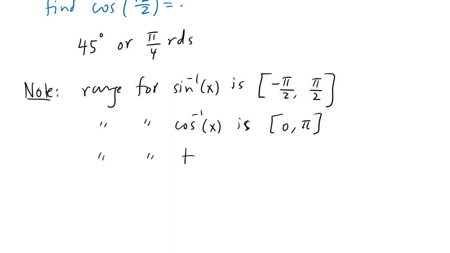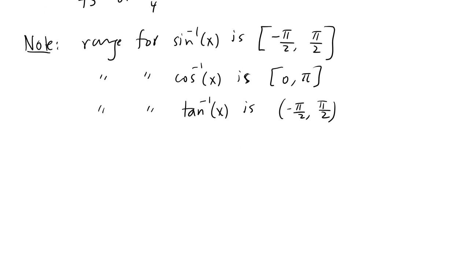Range for tan inverse of x is negative pi over 2 to pi over 2. Very important to know. And how does that help us? Well, let's say we are asked to find sine inverse of negative root 3 over 2. How do you find that out?